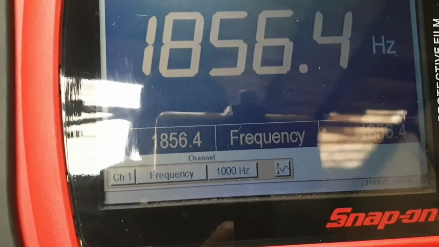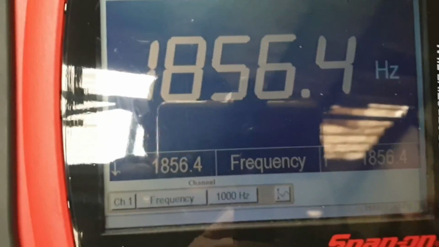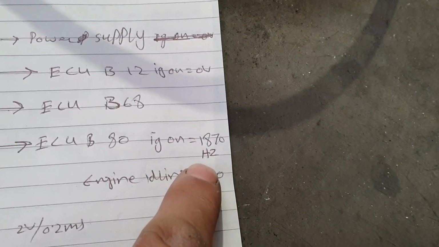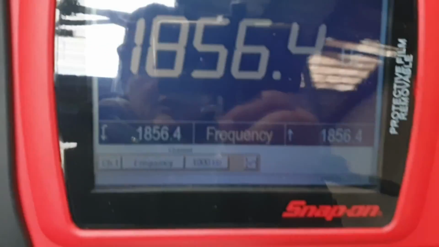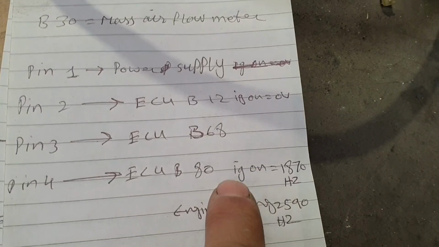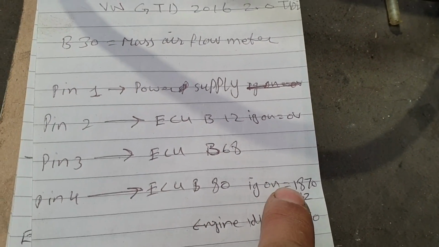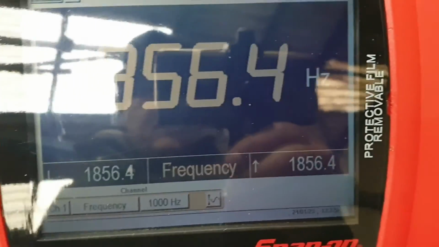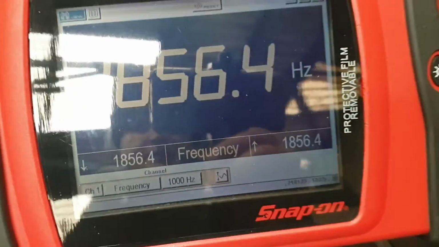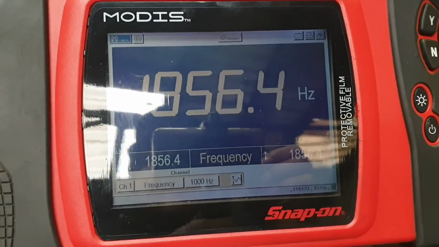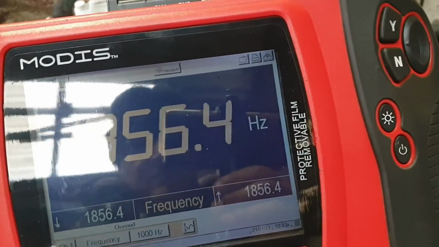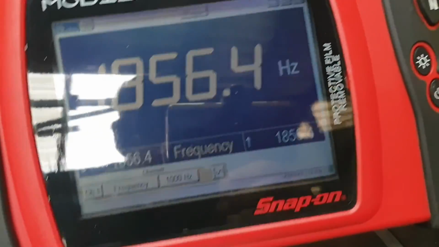Okay, with the ignition on, we have 1856.4 hertz of frequency, and the manufacturer specification was 1870 hertz. So a little bit different, but I'm not sure. This is the actual value, and this is the manufacturer specification. As you can see, ignition on, we should have had 1870 hertz, but right now we have 1856.4 hertz. So now I'm going to start the engine and see what type of frequency we will have.